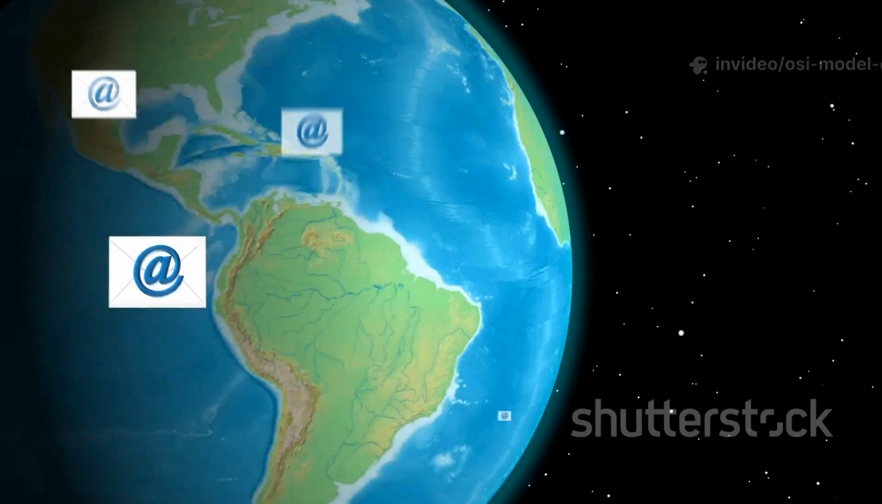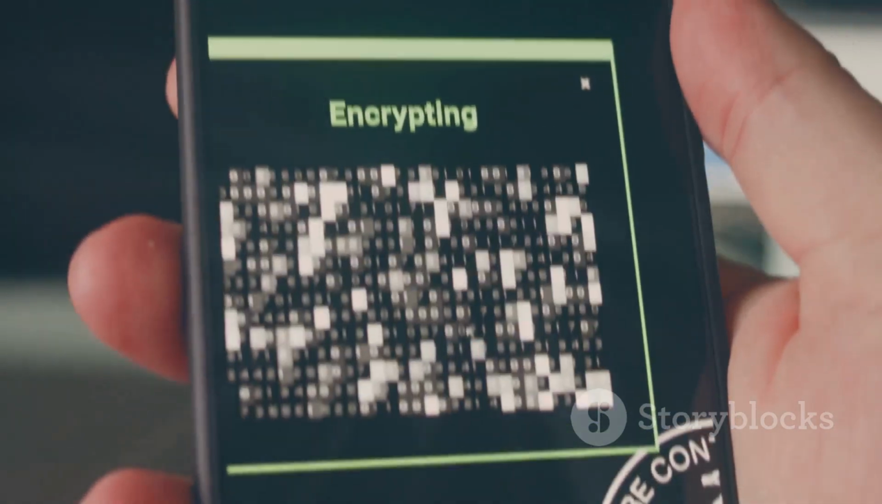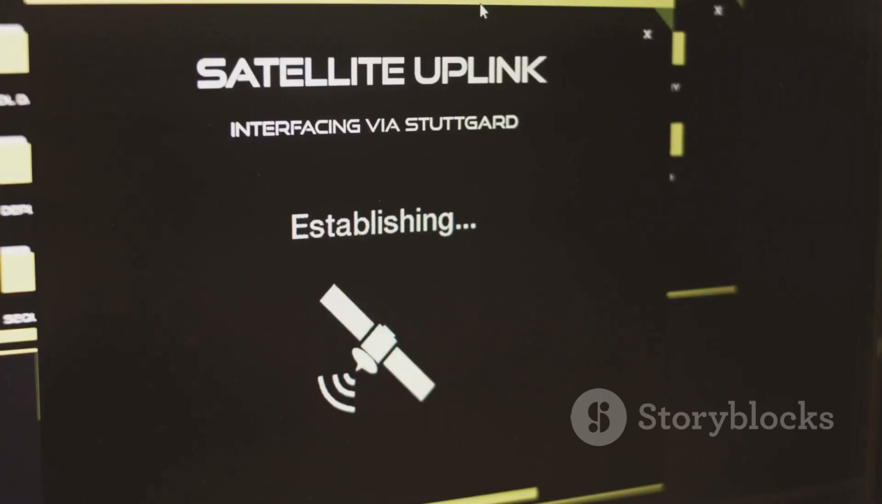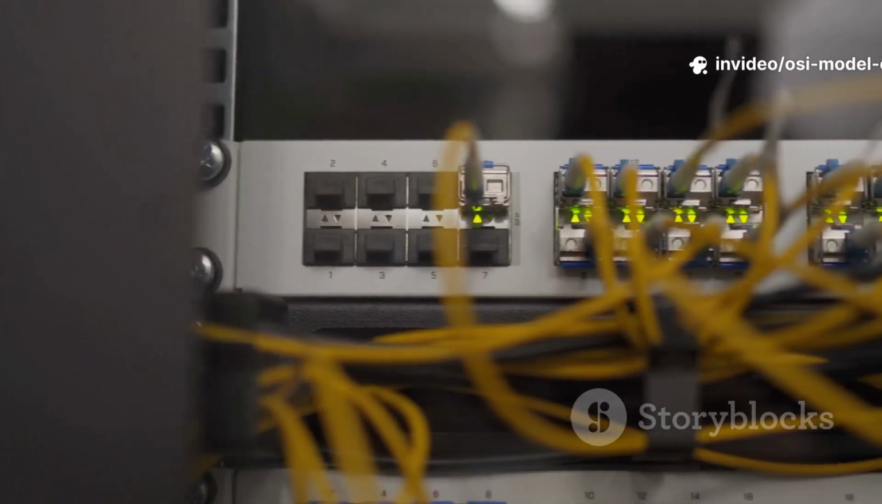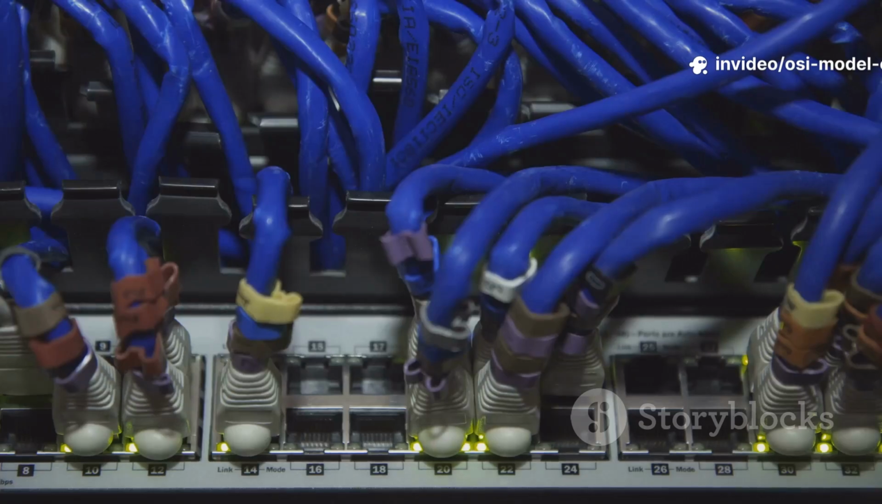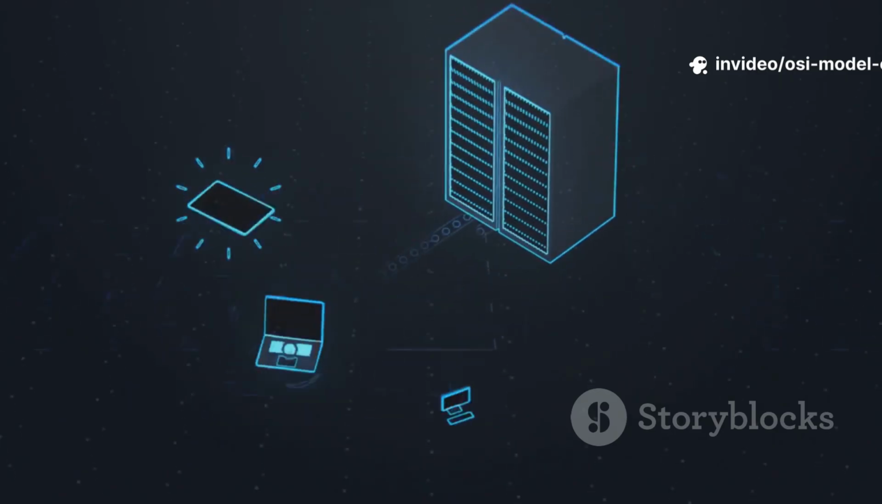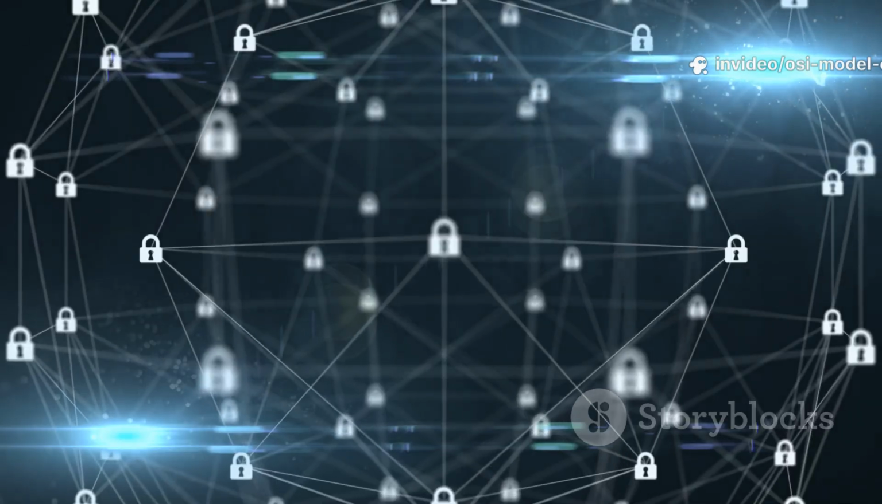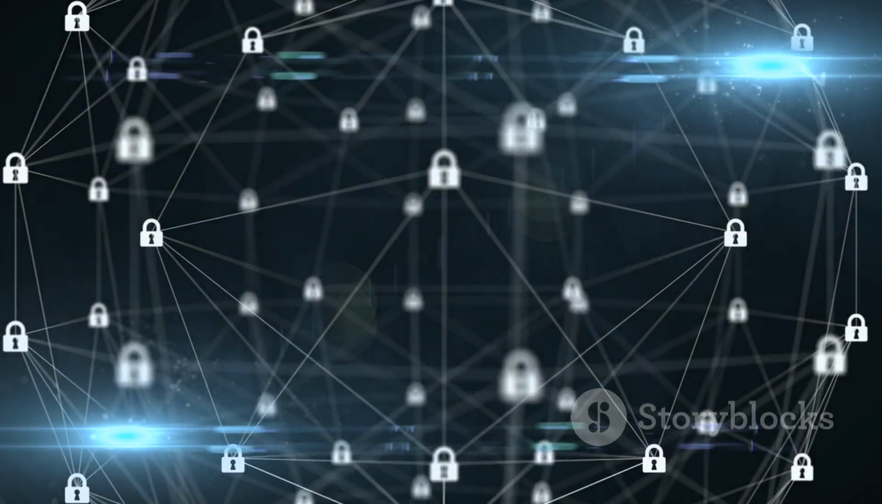Sending an email. The application layer starts, presentation formats and encrypts. Session manages the connection. Transport segments. Network routes, data link frames, and physical sends the signals. Each layer adds or removes information, ensuring your data travels safely and arrives intact.